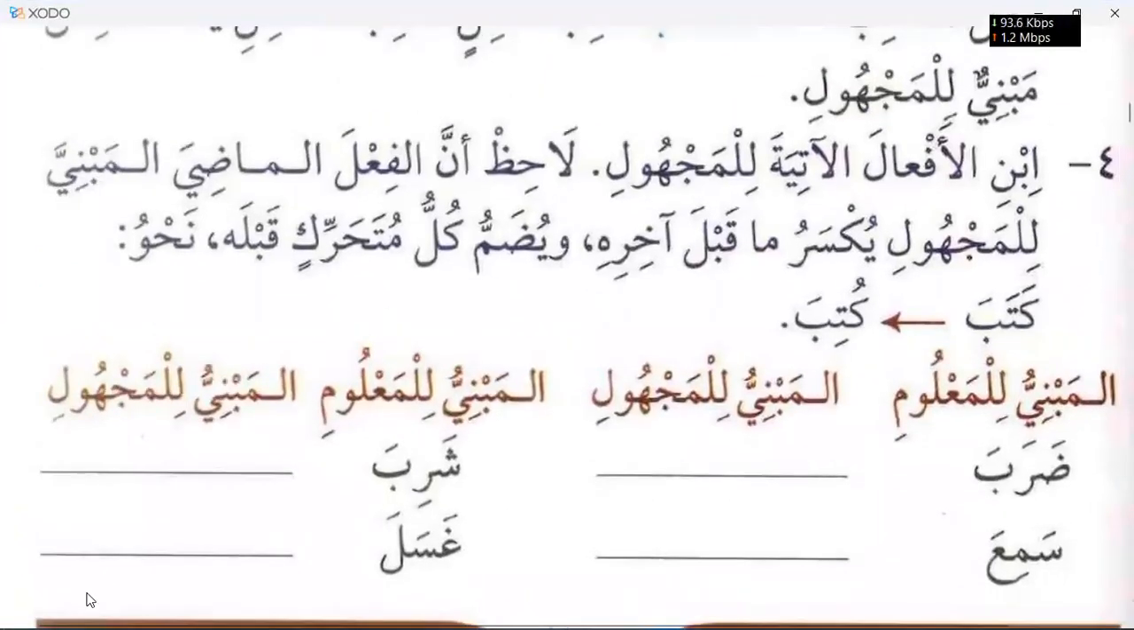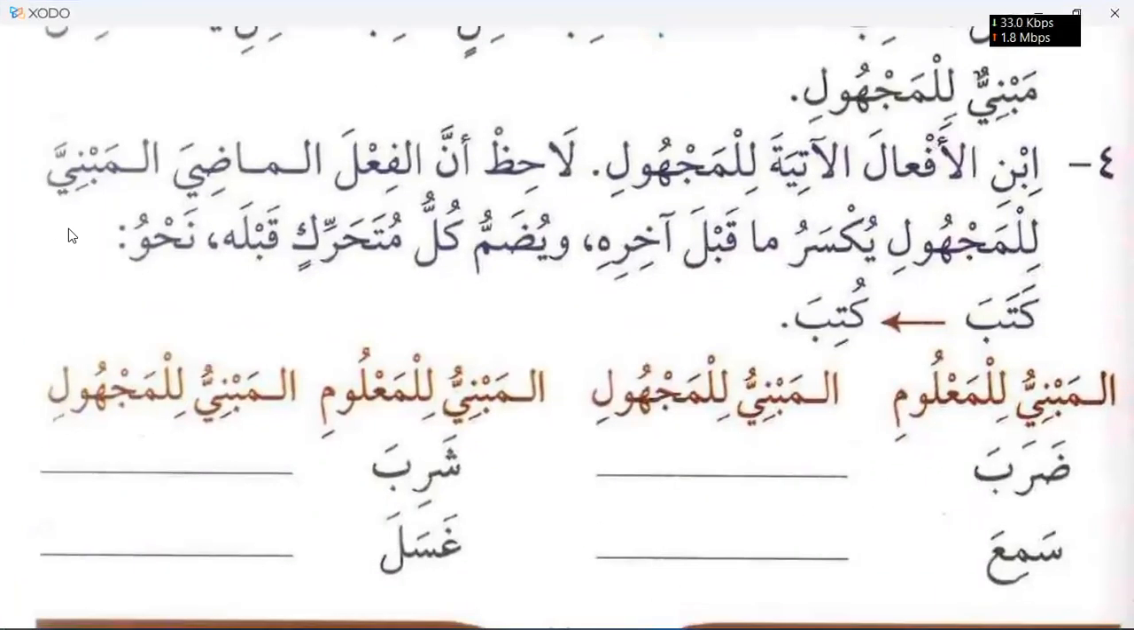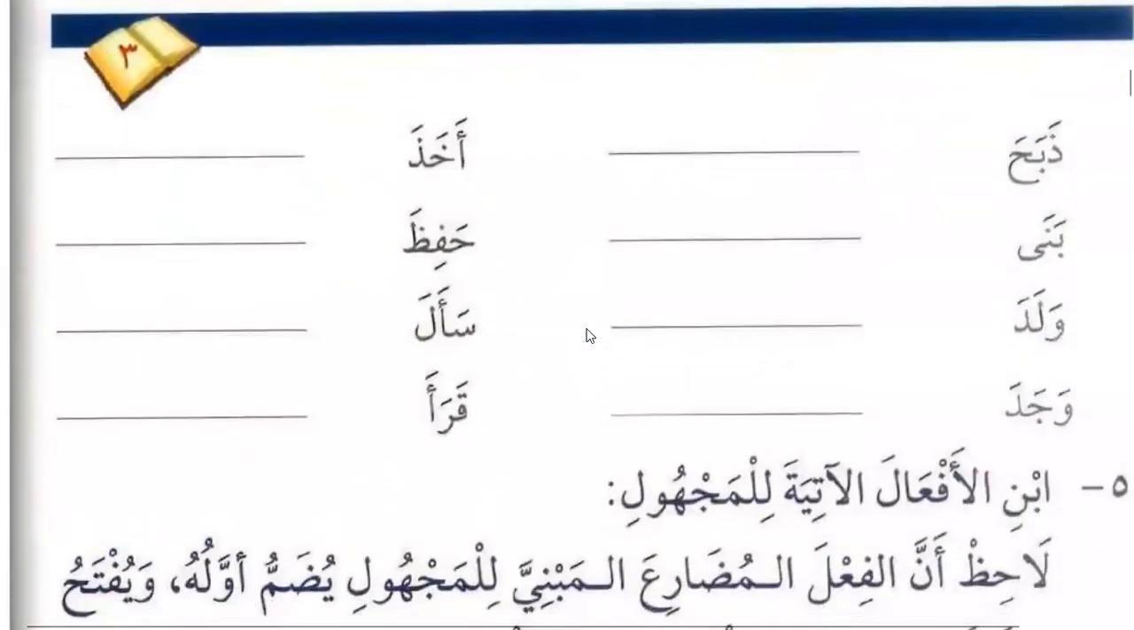Who is next? We can't hear Khadija. I'm here, sorry. Okay. Duriba, Shuriba, Sumia, Wusila, Dubiha, Ukhida, Bunia, Hufida, Wulida, su'ila, wujida, quri'a.